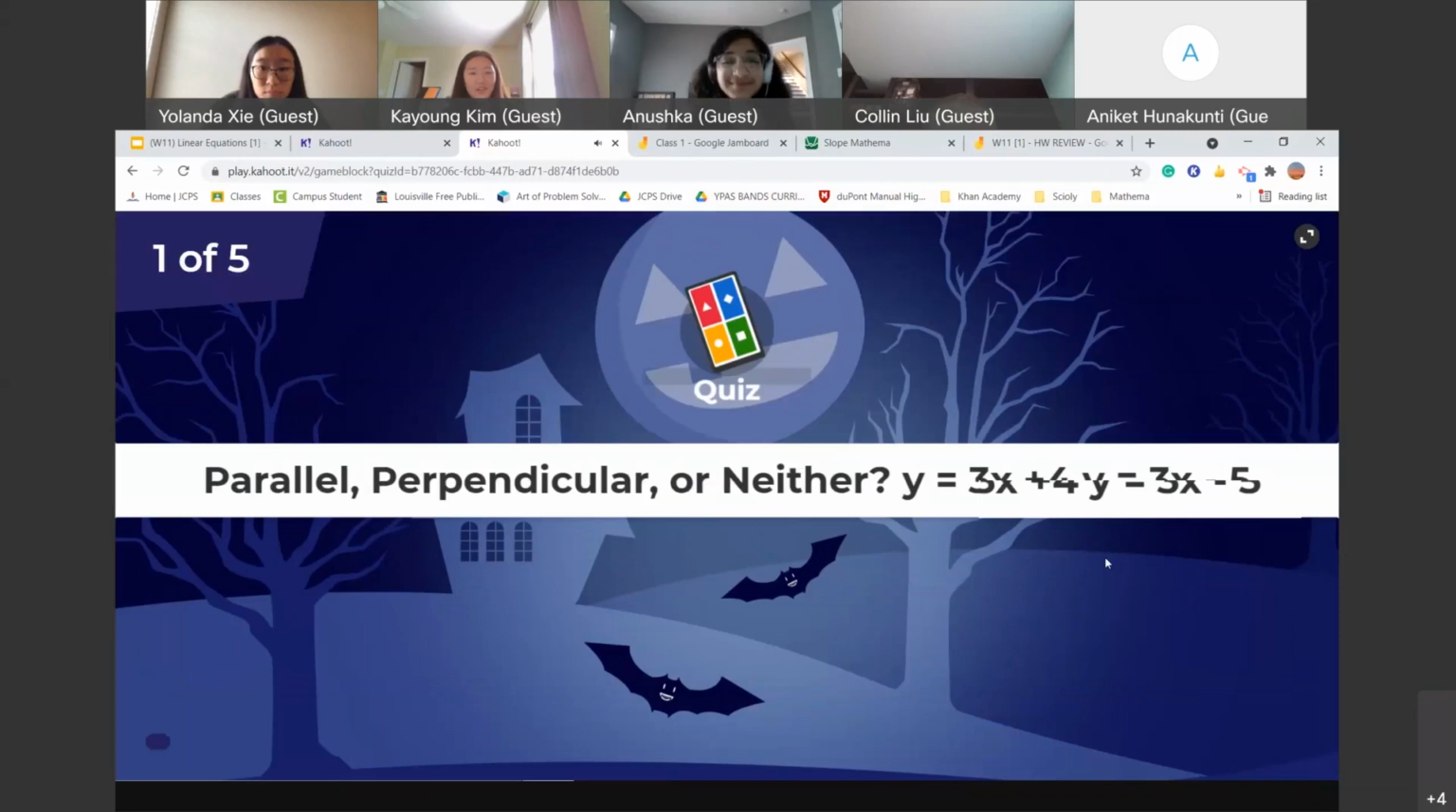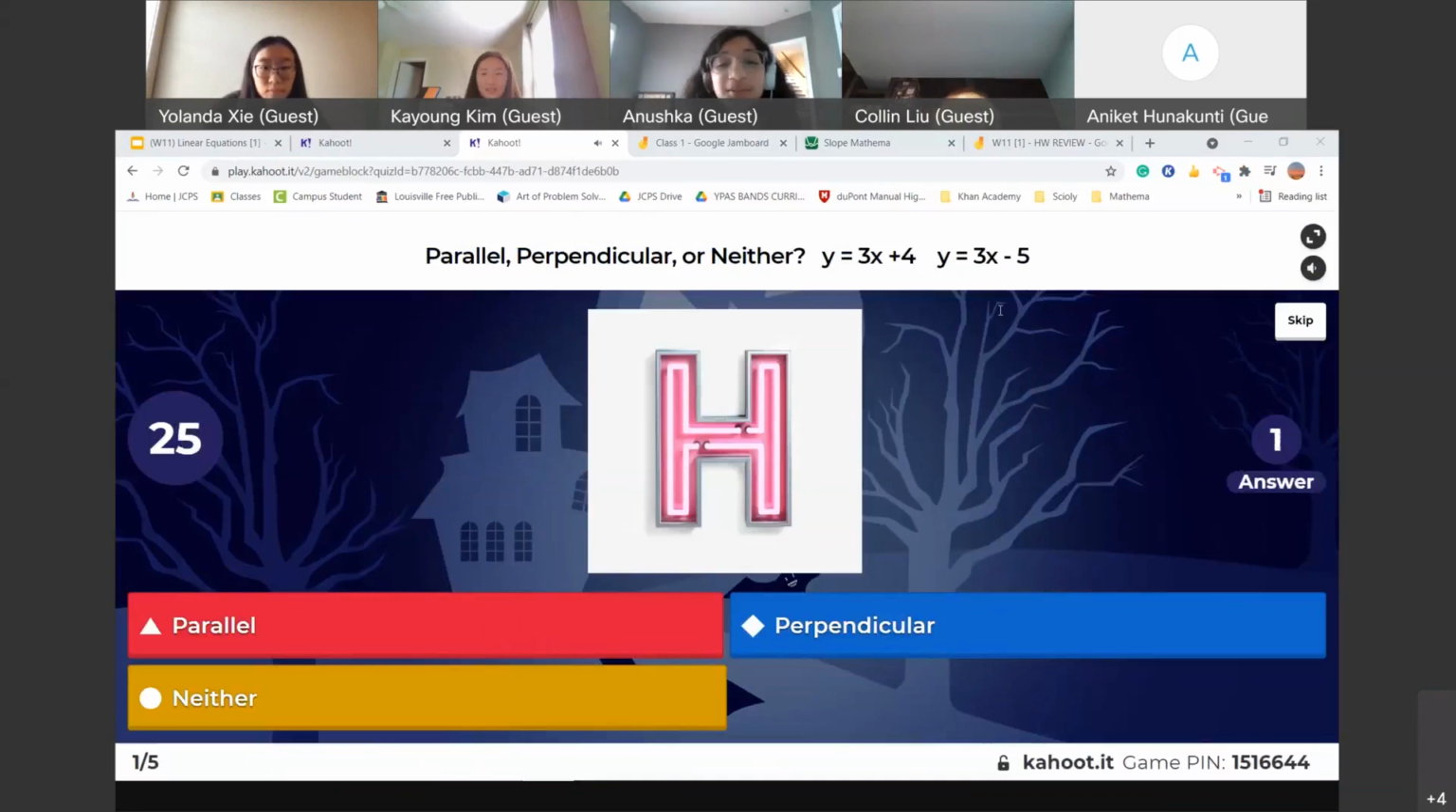They're all in this format: parallel, perpendicular, or neither. What happened to the numbers? The numbers are glitchy. Yeah, they were very glitchy. And why is there just a big H? I don't know. The H is a very helpful visual representation. You'll see. I think I know the answer to this. I'm just remembering formulas.